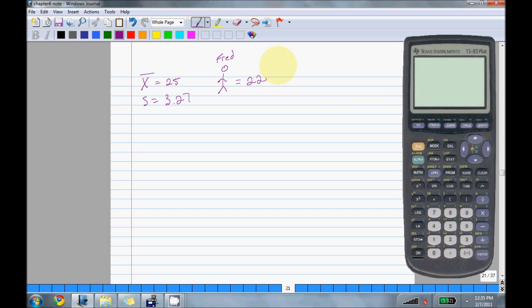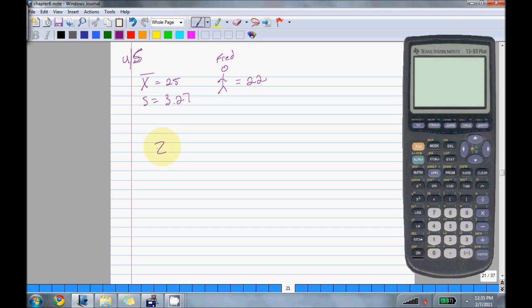Because the standard deviation and the mean tell us pretty much, and what are we assuming if we're going to be using these normal models? That it's unimodal and symmetric. I'm just going to write unimodal and symmetric. It's unimodal and symmetric. We have a mean and a standard deviation, so we can tell a lot about the distribution. We can tell a lot about Fred based on his age.